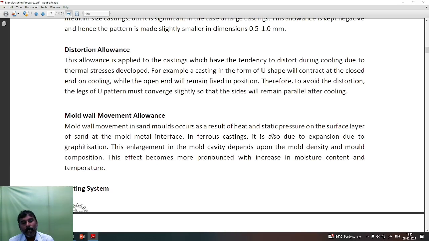So mold wall movement allowance. Mold wall movement in the sand mold occurs as a result of heat and static pressure on the surface layer of sand at the mold metal interface. In ferrous castings, it is also due to expansion due to graphitization. This enlargement of the mold cavity depends upon the mold density and mold composition. This effect becomes more pronounced with the increase in moisture content and temperature.